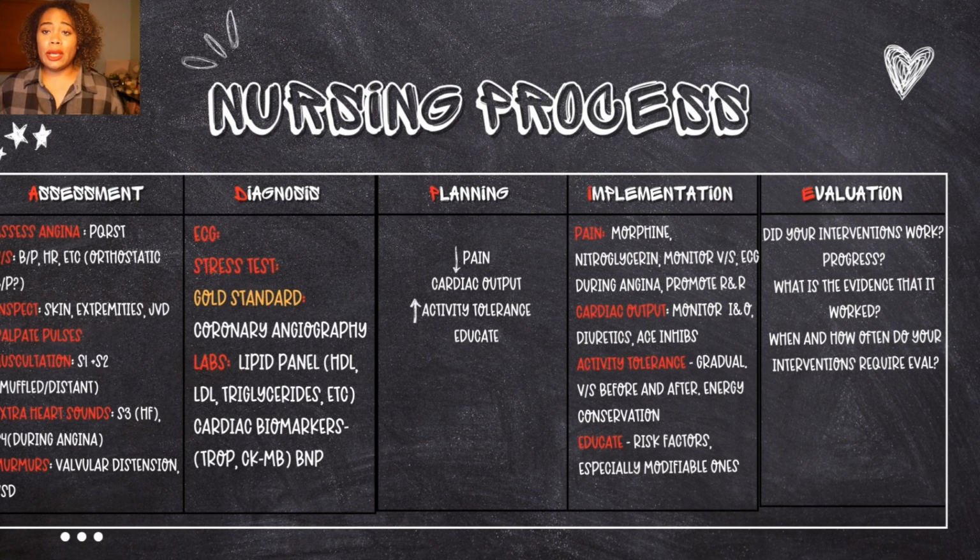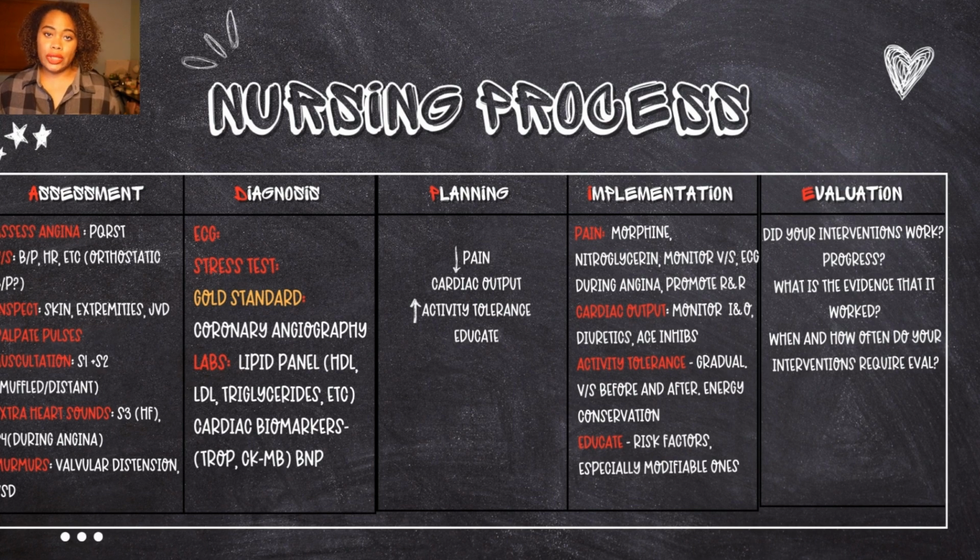We also want to inspect our skin. We want to inspect the patient's skin, the extremities, and look for any jugular vein distension, which would mean that there's heart failure going on. We want to palpate the pulses and make sure that the pulses in the wrist are as strong as the pulses in our dorsalis pedis in the foot area.